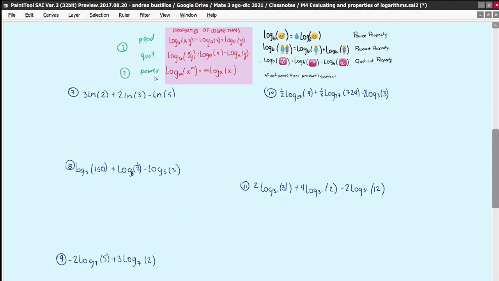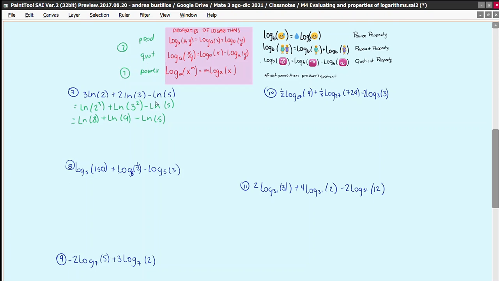In this example, I have a bunch of logarithms, and notice that two of them have numbers multiplying outside the logarithm, meaning that I will have to apply the power property first. So this is logarithm base e of 2 to the power of 3 plus logarithm base e of 3 to the power of 2 minus the logarithm base e of 5. This can be simplified as logarithm of 8 plus logarithm of 9 minus logarithm of 5.